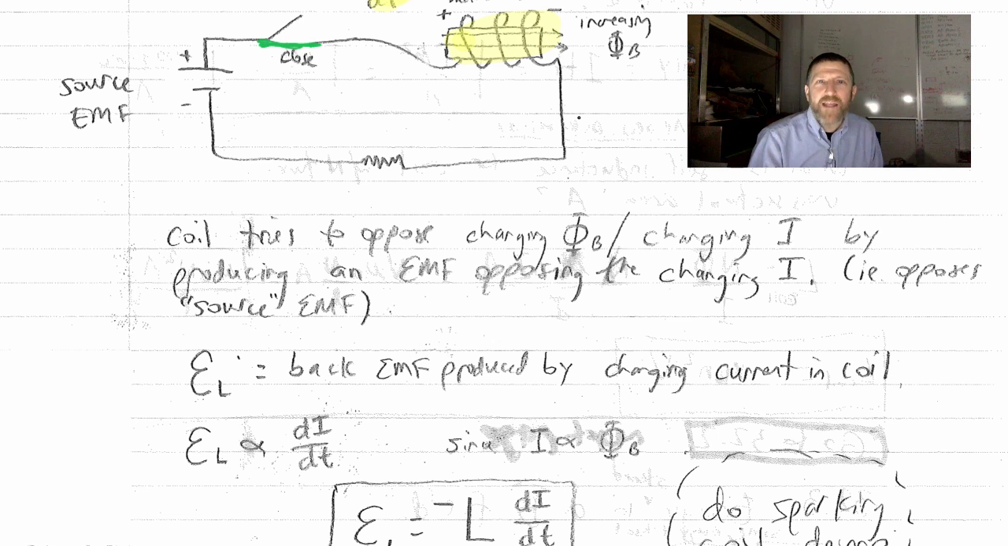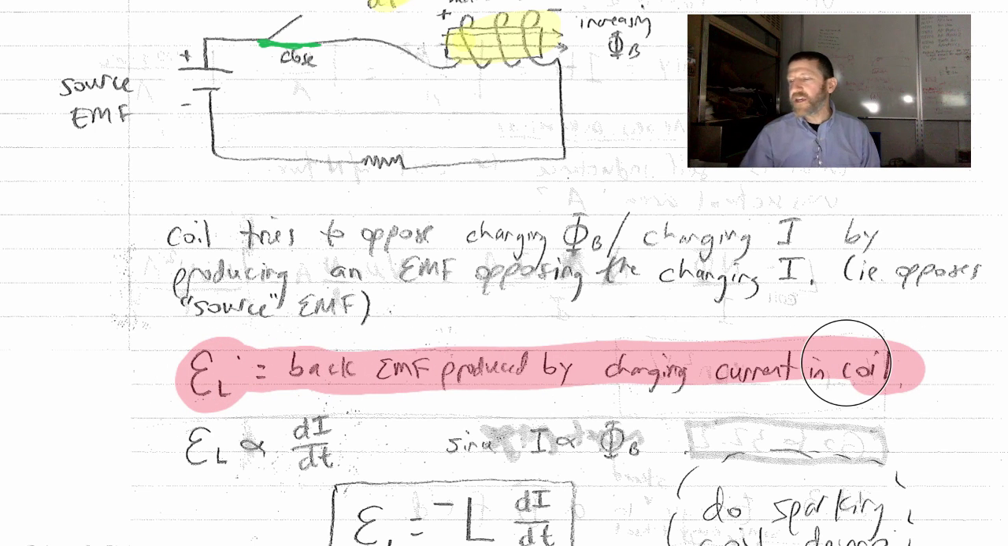Okay, so what we get is what is called a back EMF. The symbol for that back EMF is this thing right here, E sub L. It's a curly E. It's an EMF. That little L is the symbol for an inductor. It's a back EMF, E sub L, produced by a changing current in the coil. The reason you get an EMF when you change the current in the coil is that changing the current in the coil produces a changing magnetic field, or magnetic flux, in our coil.